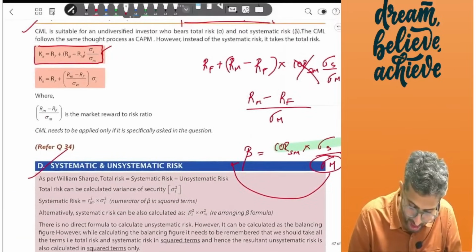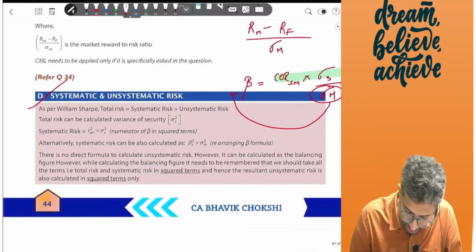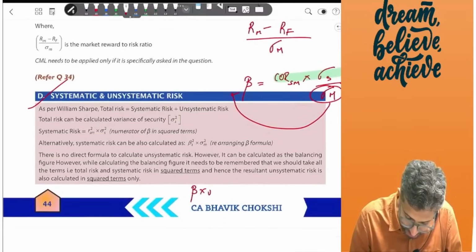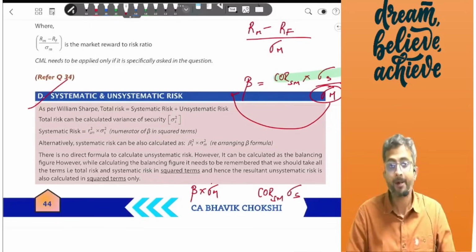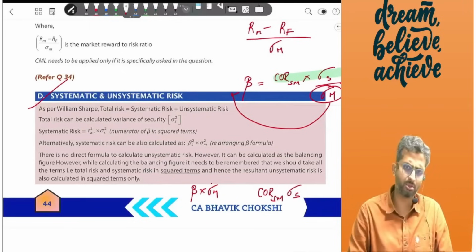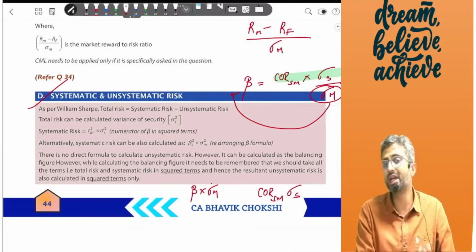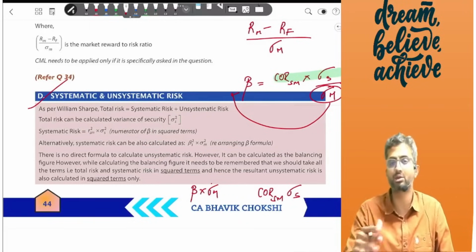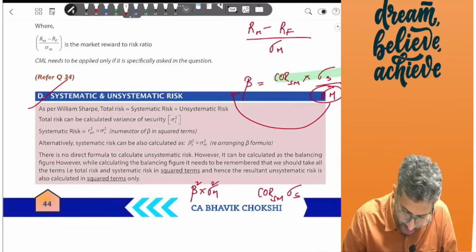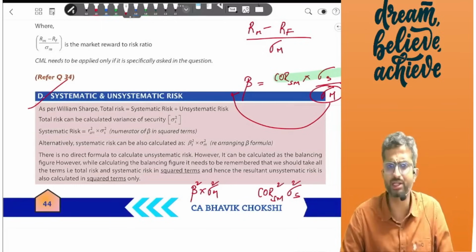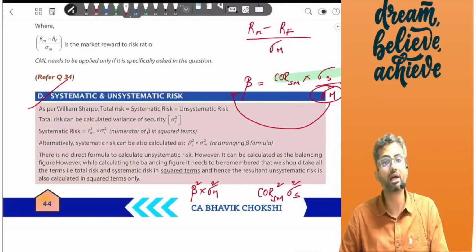Alternatively, if I take this on the other side, it will also give me the same numerator of the beta. So basically, one of the ways to calculate would be beta into standard deviation M. Other way to calculate, which is the same, is correlation of security with the market into standard deviation S. Now, this is how you technically calculate systematic risk. But the problem is, whenever you see any institute solution where they have asked to calculate systematic and unsystematic risk, you will always see that these calculations are done in squared terms, and hence a student is typically confused that why is there a squared terms.